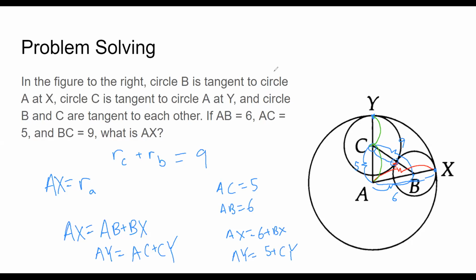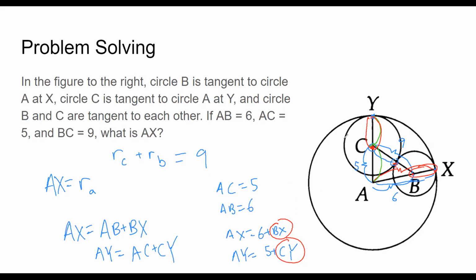Now, let's go back and look at BX and CY. So, anyone notice anything about these two segments? They're not the same length, but they are both the radius of the smaller circle. Anyone notice this? Because CY extends from the center of this circle to the end of the circle, and BX extends from the center of this circle to the edge of this circle. So these are both radii.